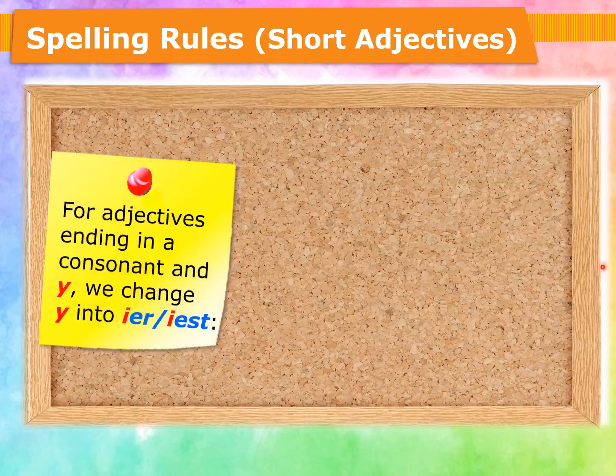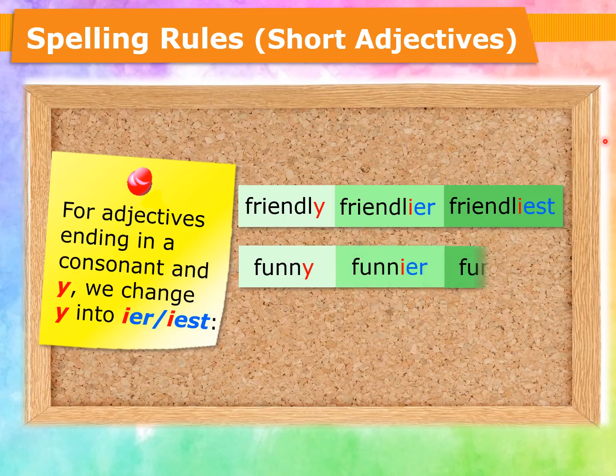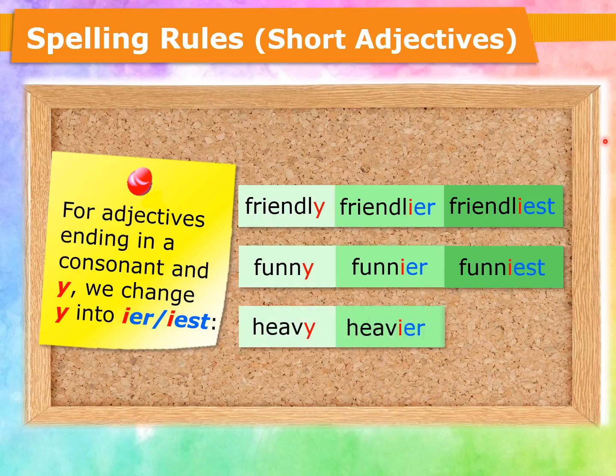For adjectives ending in a consonant and the letter y, we change the letter y into ier or iest, such as friendly, friendlier, friendliest. Funny, funnier, funniest. Heavy, heavier, heaviest.